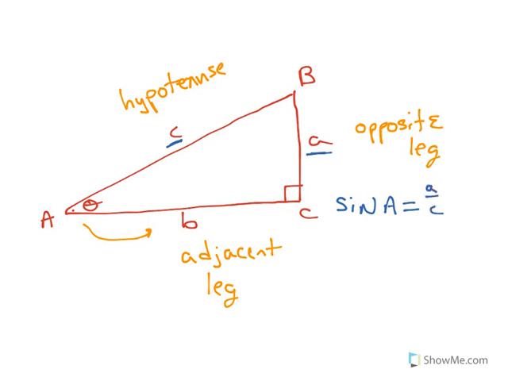And sometimes when people are first learning their trig ratios, they think of it as opposite and hypotenuse and adjacent. So you could think of that as opposite versus hypotenuse, so O versus H.